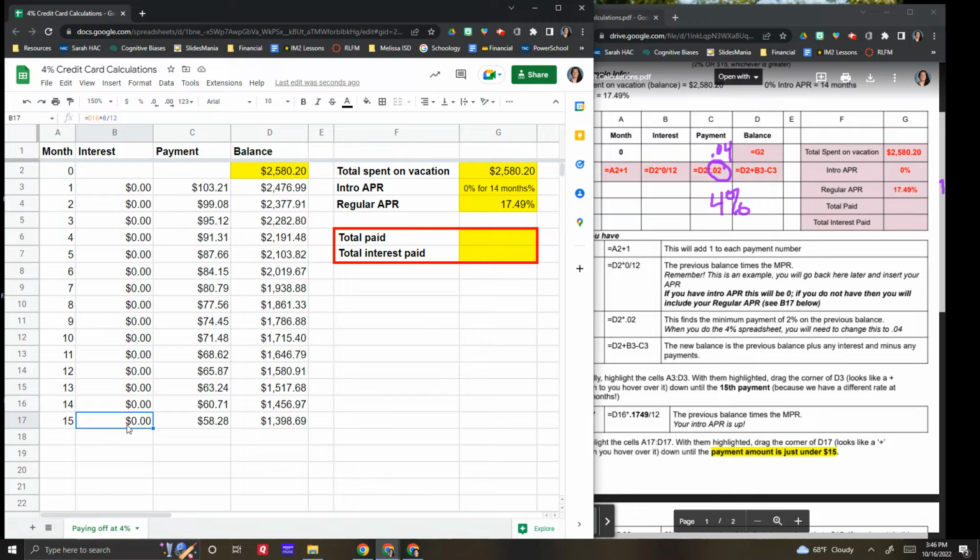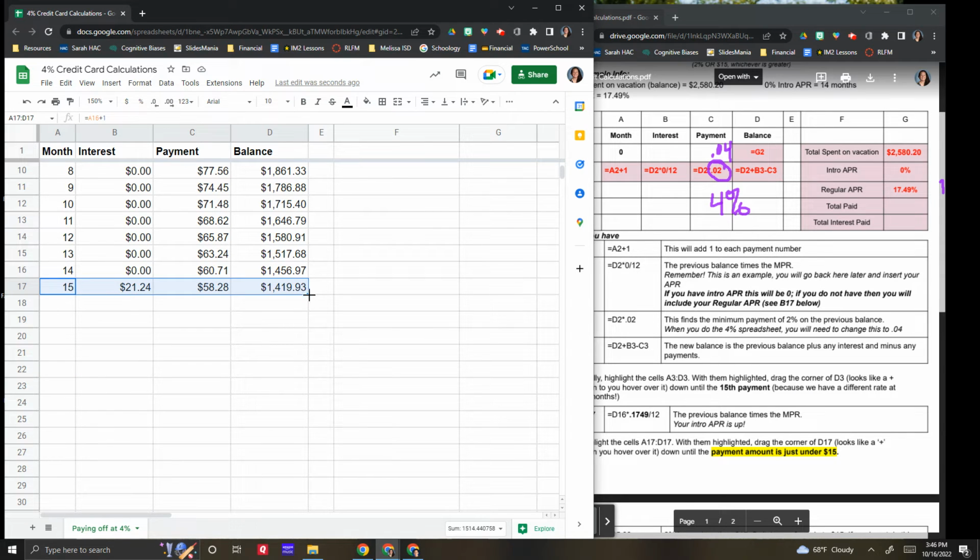Okay. And then if you didn't have an intro APR at all, then you would, in the first cell, start with this. So the interest is now kicking in instead of the 0%. Instead of the 0% here, it's going to be 0.1749. The APR is 17.49%. We're dividing it by 12 to get it to a monthly rate. And then we're going to hit enter. And so now I am starting to accrue $21.24 in interest.